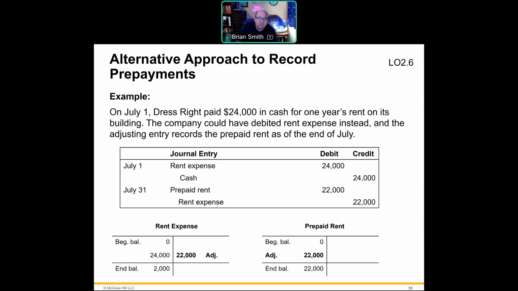Treasury paid 24 in cash. Company could have debited rent expense instead. No, it couldn't have. No, it couldn't have. This is stupid. I don't even know why they're doing this. It's blowing my mind. So they basically rent expense it, but now they're moving it back to prepaid rent. That's stupid. Why would you do that? I guess some people's children are going to screw that up. Don't do that.